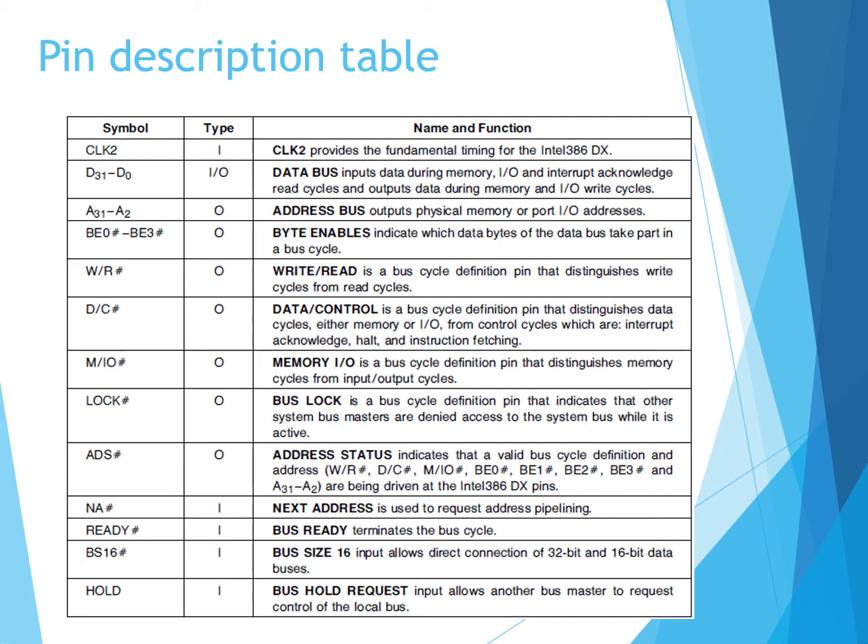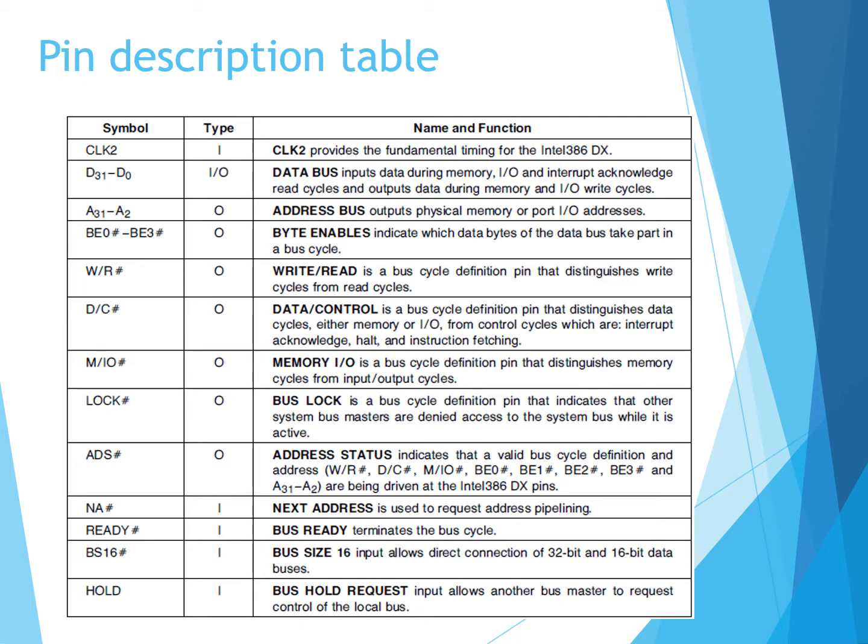Next pin is the data bus. The data bus is 32-bit and it is bidirectional. It is used to input or output data to or from a peripheral device to the 80386. It inputs data during memory, IO or interrupt acknowledge read cycles, and it outputs data during memory and IO write cycles. Next is the address bus, A2 to A31, also A0 and A1. This is used to output physical memory or port input-output addresses. Port IO addresses are addresses of peripheral devices connected to the 80386.